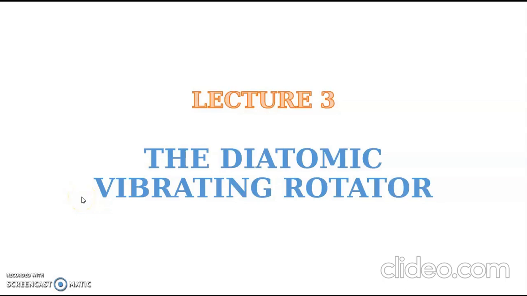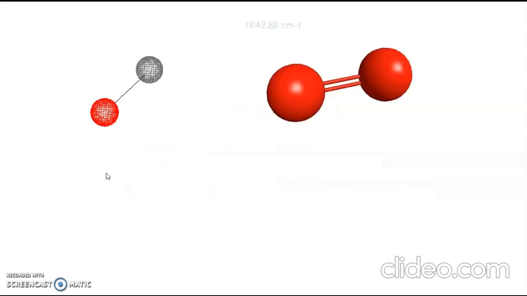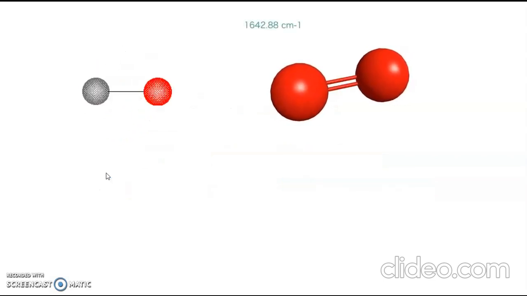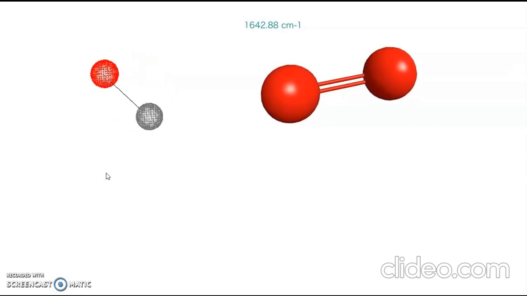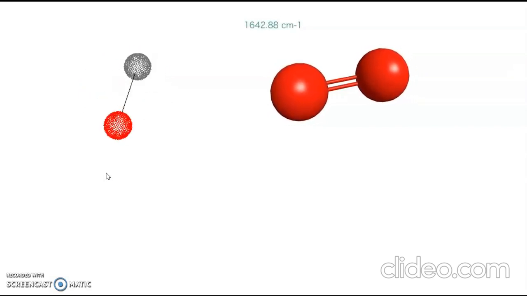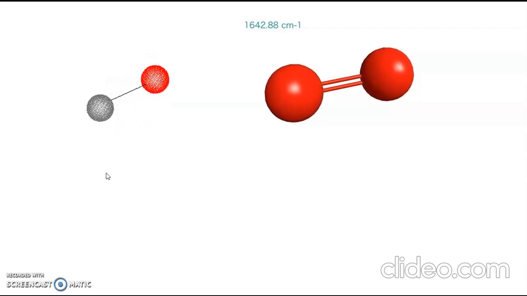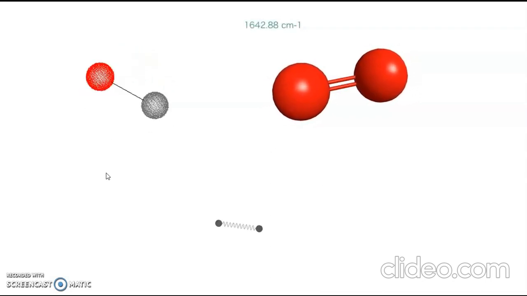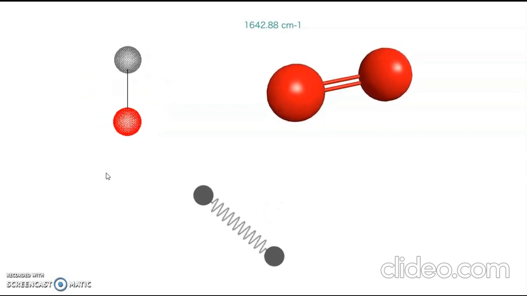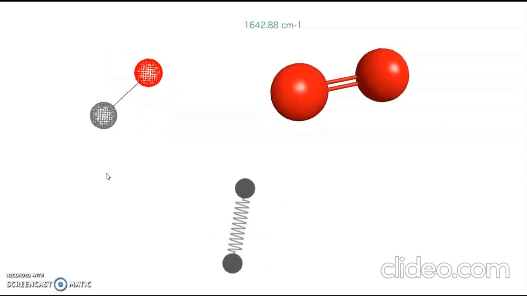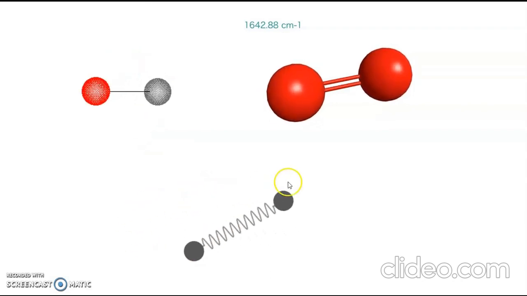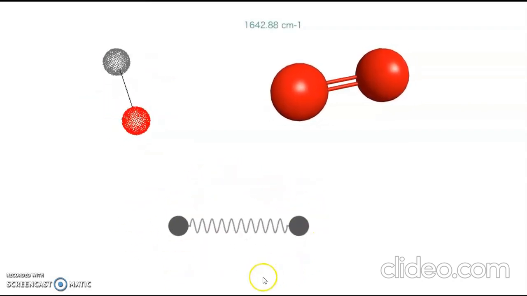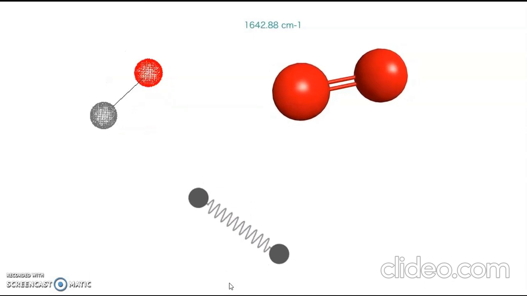Hello students, in this lecture we will find out the rotational vibrational spectrum of a diatomic molecule. In the last lectures we have considered vibration and rotation separately. Here we consider the actual case in which a diatomic molecule is simultaneously executing both vibrational and rotational motion.